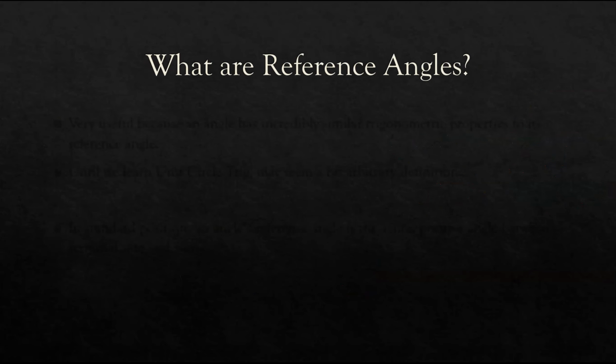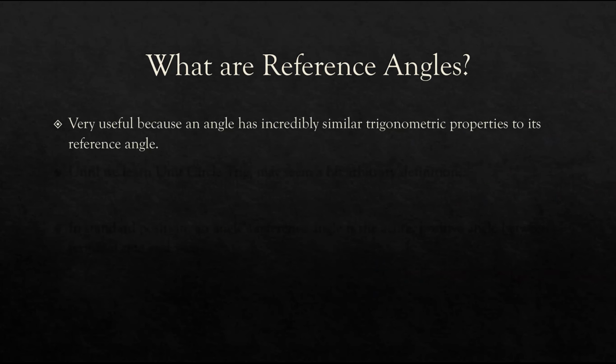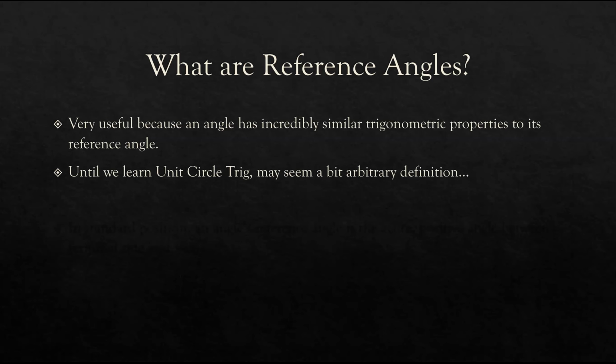Okay, reference angles. Let's talk a little bit about these. These are, again, very useful because an angle has incredibly similar trigonometric properties to its reference angle. But right now that means absolutely nothing to you guys because you're like, well, I haven't gotten to unit circle trig yet, right? But when we get to unit circle trig, you'll see that actually reference angles are the key to the whole thing. Until we learn that, though, it's going to be a pretty arbitrary definition.